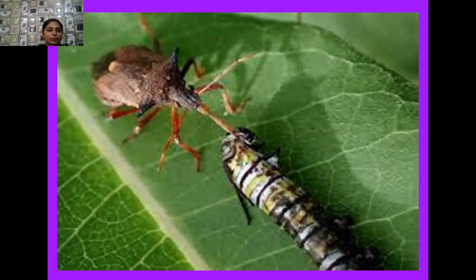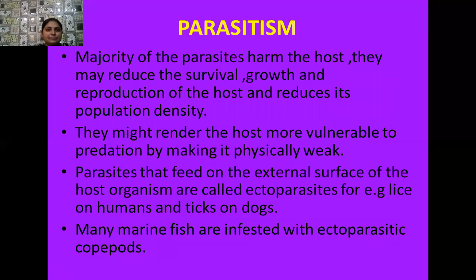Students, here one picture is visible to you, that a parasite always causes harm to the body of the host. It weakens the body of the host, and it reduces its reproductive ability as well as other metabolic activities. Yes, the majority of parasites harm the host organism. Not only do they harm the host organism, they also reduce its survival rate. Growth activities are not properly done in the body of the host, and the reproductive ability of the host organism keeps on reducing. So in this way, the population density of the host organism keeps on decreasing day by day. The parasite might render the host more vulnerable to predators, because the parasite makes the host physically weak. So this host organism can easily become vulnerable to other predators too.